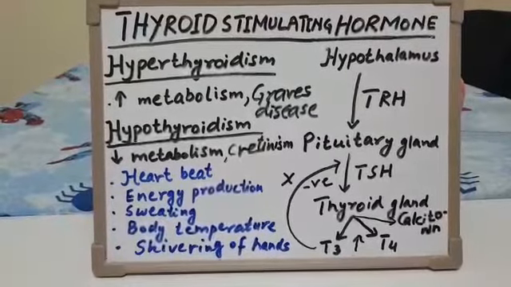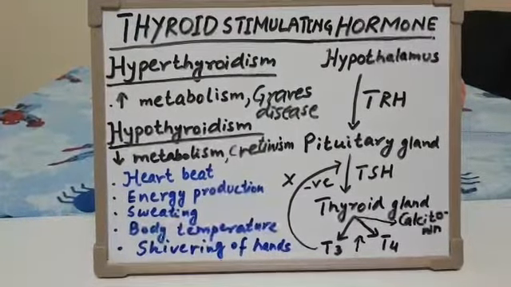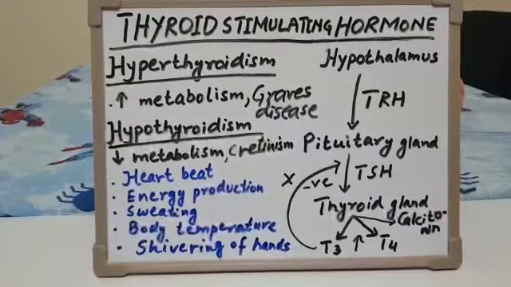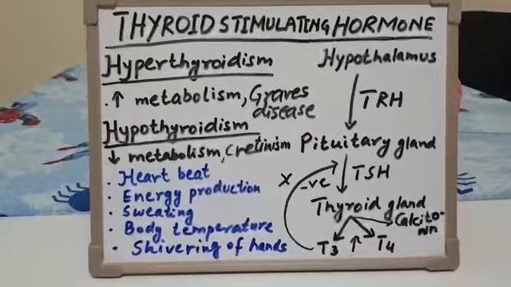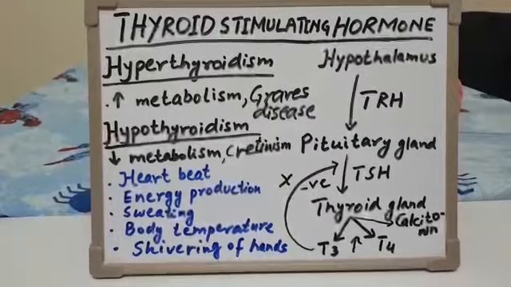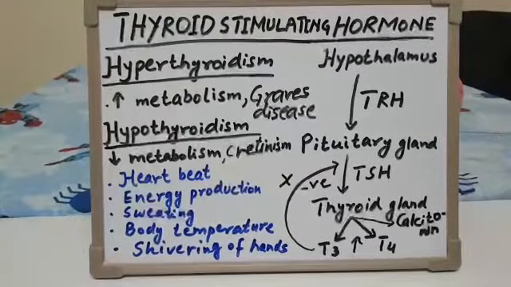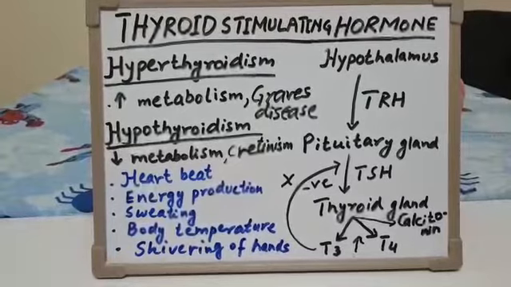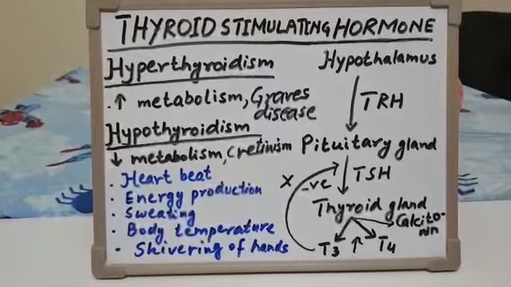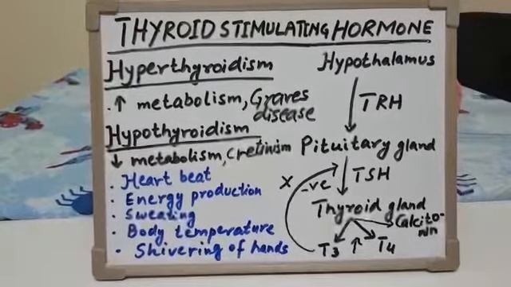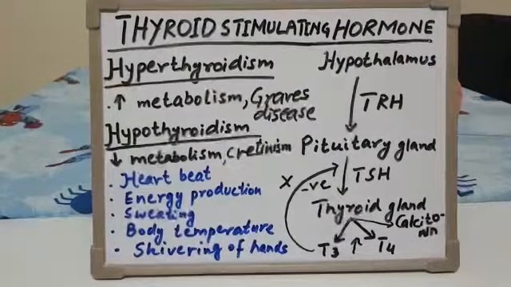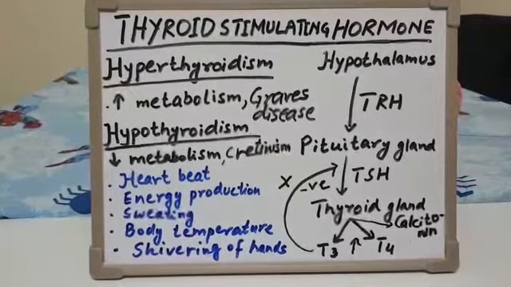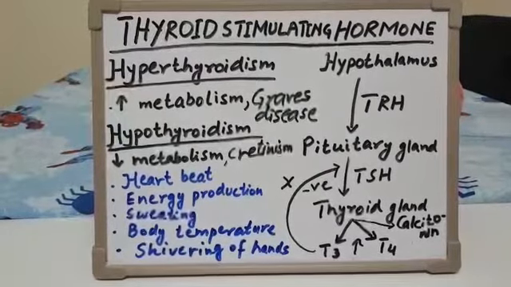Okay, so there are two situations resulting from thyroid hormone discrepancies. Number one is hyperthyroidism, as you can see, and number two is hypothyroidism. What is hyperthyroidism? Hyperthyroidism is an increase in the secretion of thyroid hormones. And as I have already mentioned, thyroid hormones control the metabolism of the body. So as these hormones increase, the metabolism of the body increases.